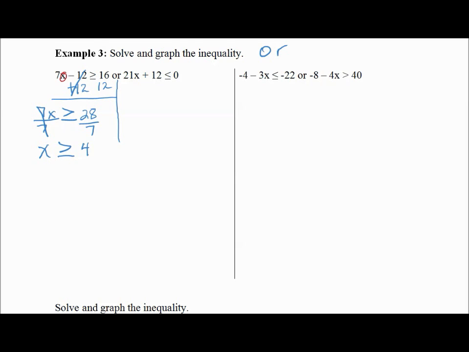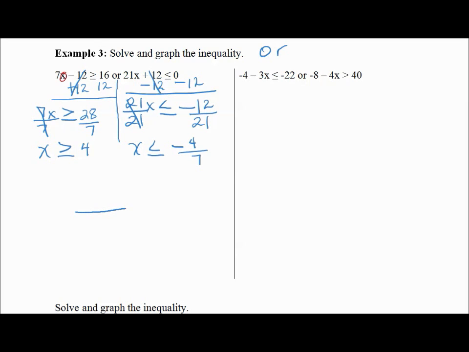I have 21x plus 12 less than or equal to 0. Start off by subtracting 12 from both sides. That leaves me with 21x, the 12's cancel out, less than or equal to negative 12. Then I'll divide both sides by 21. 21's cancel out. Bring down my inequality symbol. And negative 12 divided by 21, when I reduce that, is negative 4 over 7.